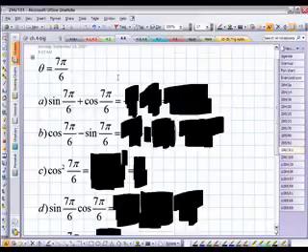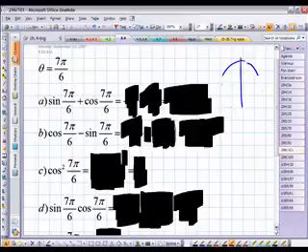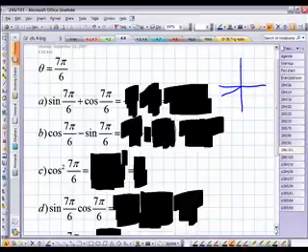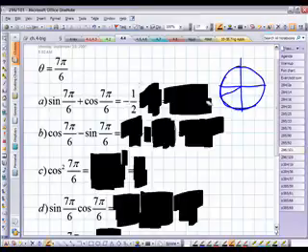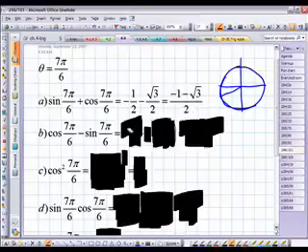Let's think about where we are graphically here. 7 pi over 6 is down about here. So at this spot, sine is going to be negative a half because we're a little way down. Cosine will also be negative because it's third quadrant, negative rad 3 over 2. And then we just put it together as a fraction.